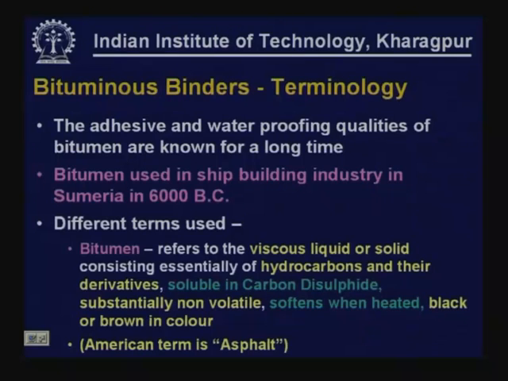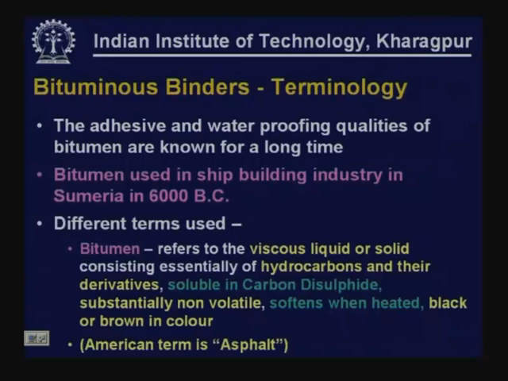There are various terms that we commonly use. Before we understand each one of those terms, it is important to appreciate that the adhesive and waterproofing qualities of bitumen have been known for a long time. Of course, bitumen is used in pavement construction and other areas mostly for its adhesive and waterproofing characteristics. Bitumen has been used in the shipbuilding industry in Sumeria as early as 6000 BC.